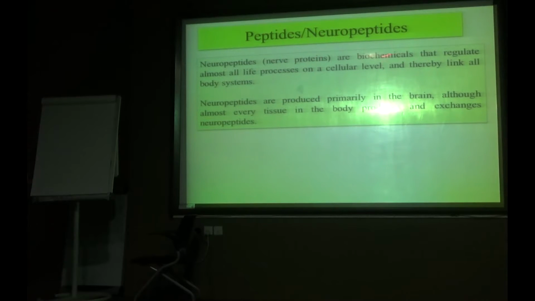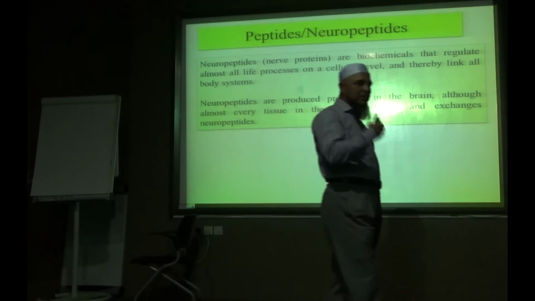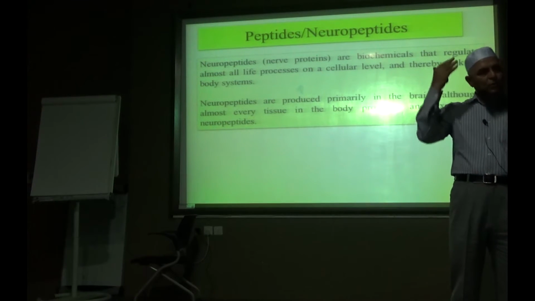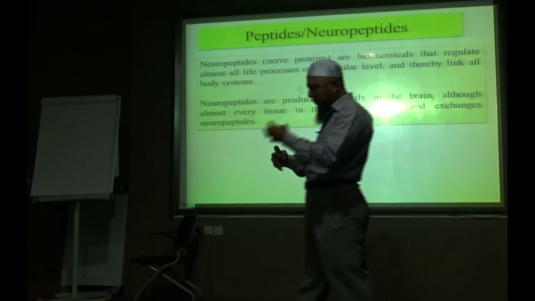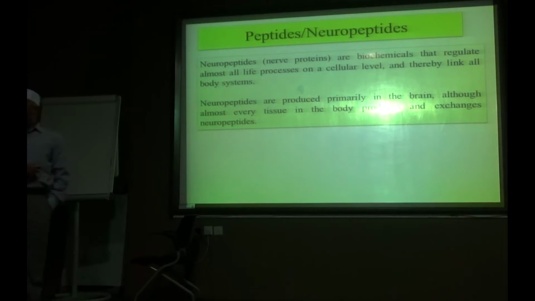So these are the biochemical products, nerve proteins, that regulate almost all processes of cellular function, and thereby they are linked to the body systems. And we know that the regulatory system of the body is comprised of three components: hormonal system, neuronal system, and enzymes. Three systems are there. They control the whole metabolic processes, the whole functions of the body. So these are one of them, the controlling system.